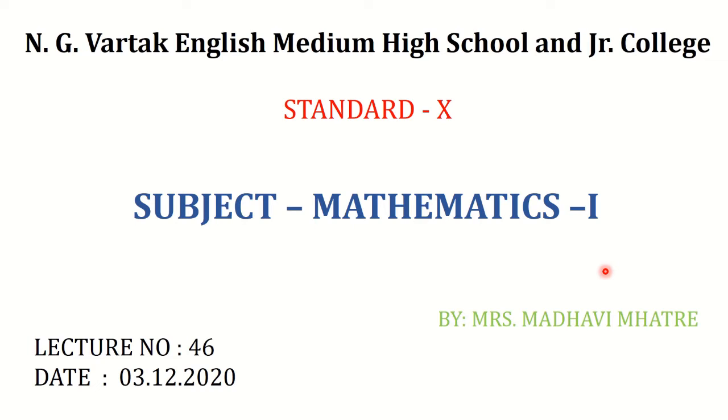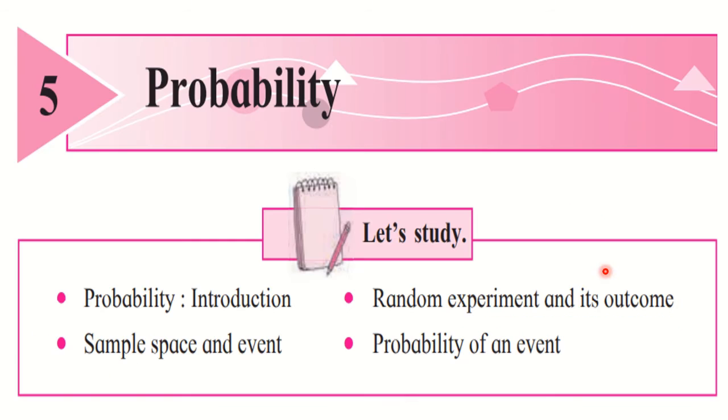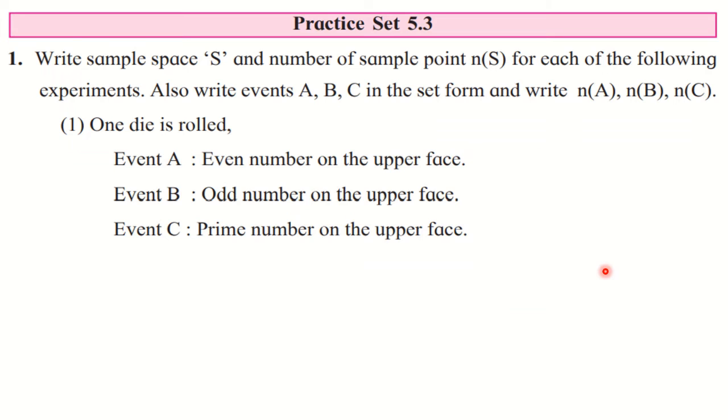We are studying chapter number 5, that is probability. Okay, so in that we have started with practice set 5.3. Let us see practice set 5.3. I have explained to you how to write sample space, how to write the events, and we have seen the solved examples also. Now let us see practice set 5.3 question number 1.